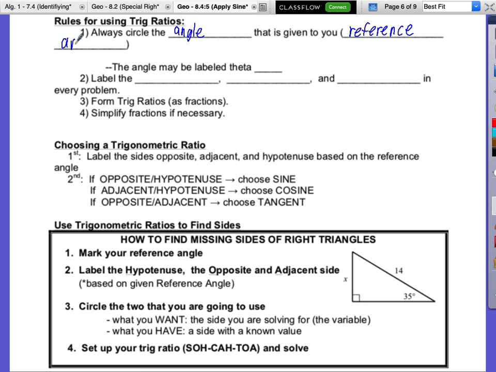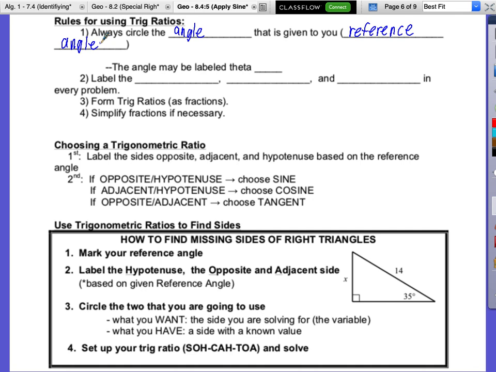Reference means you go off of that. So we're using that angle as our reference point. We say based upon this angle, this leg is opposite. This leg is adjacent. But it's all in terms of that angle. It's relative to that angle. Because at any point the leg can be opposite one angle, but adjacent to another. And it's based off of the reference angle, the one we're talking about.